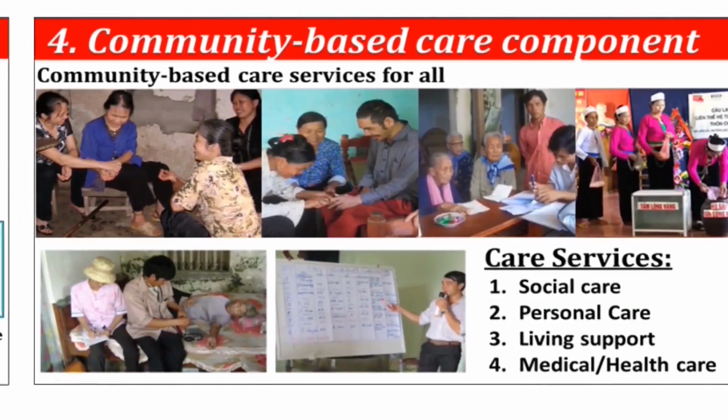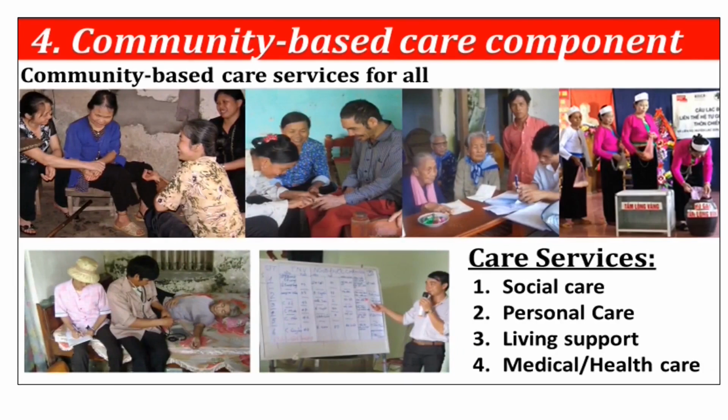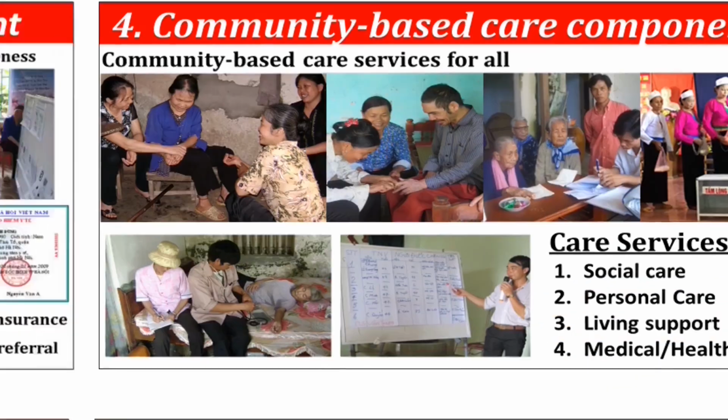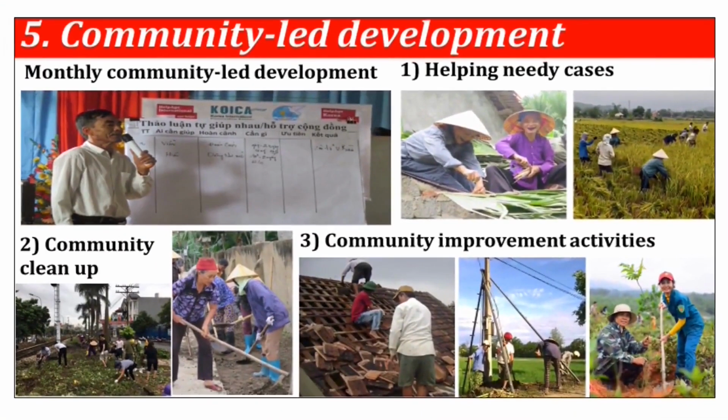The fourth component is the community-based care component. It consists of 4 types of care service, which are social care, personal care, living support care, and lastly, medical care. Component 5 is the community-led development component. It consists of, 1, monthly self-help activity to help very needy cases during the month. Second, conducting weekly or monthly community cleanups. And third, improvement activities such as repairing houses, reinforcing community infrastructures, and planting trees.